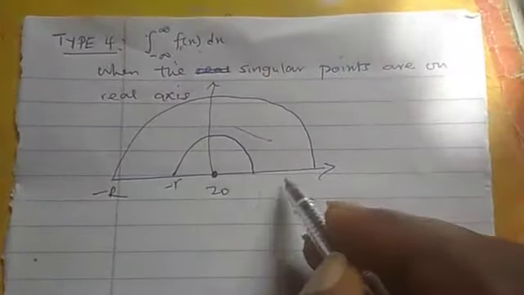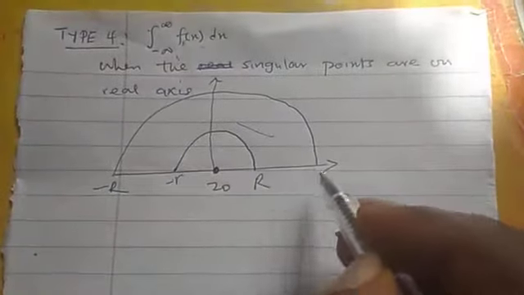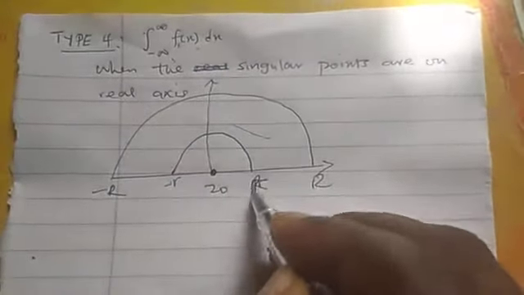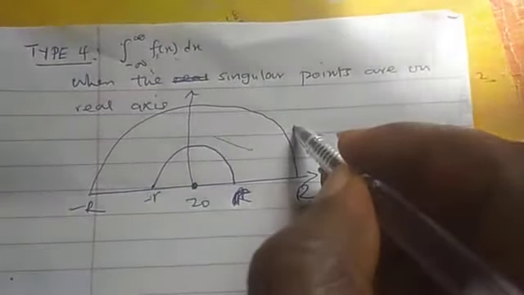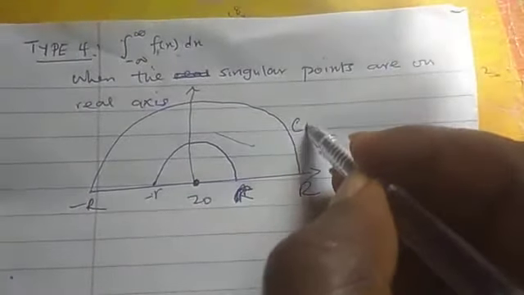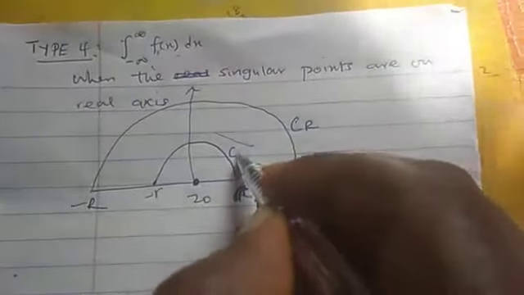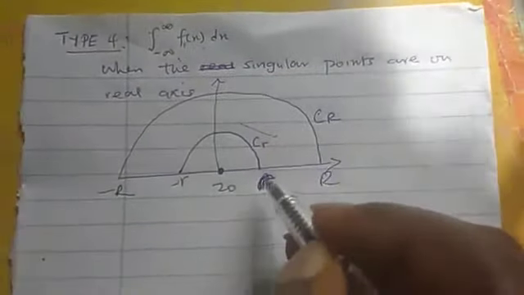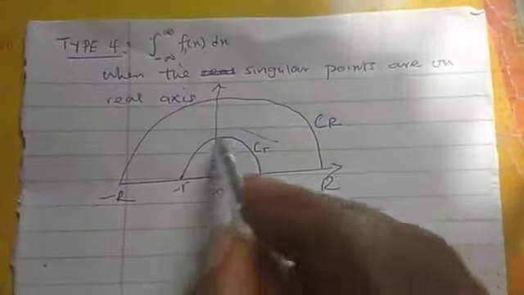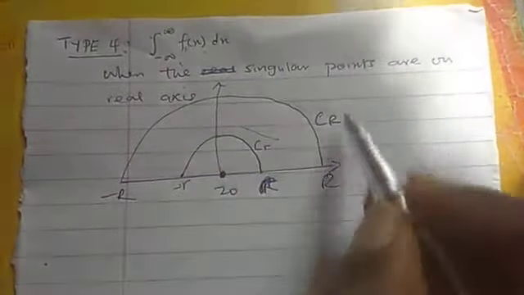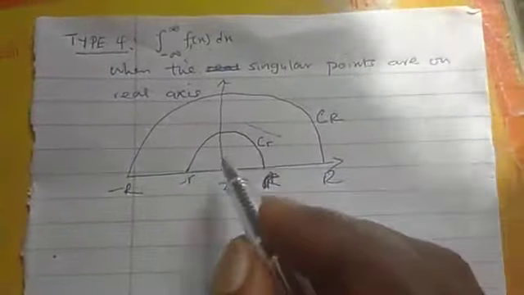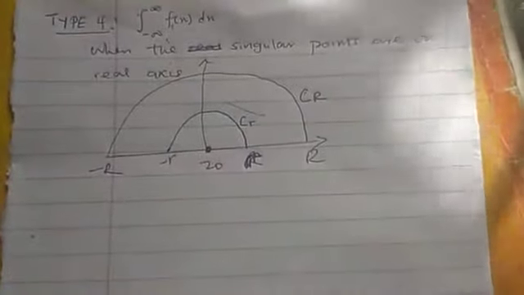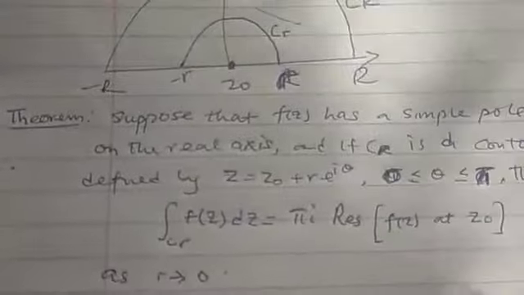It is minus R to R, this is a small circle here, minus small r to small r, and this is c big R, this is small r, this is called c small r, because we have considered this using Jordan's lemma. So we need to consider this too in the following theorem. Let's take the following theorem. So this is the theorem.